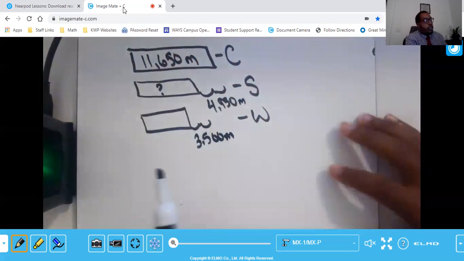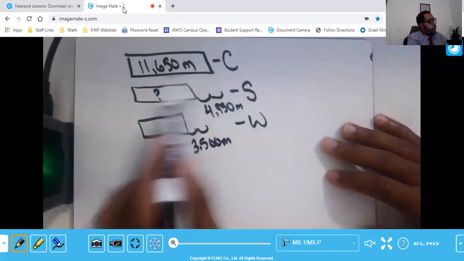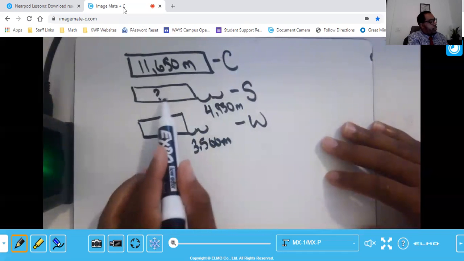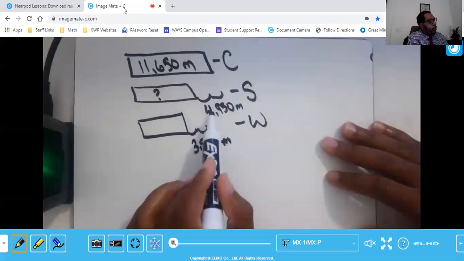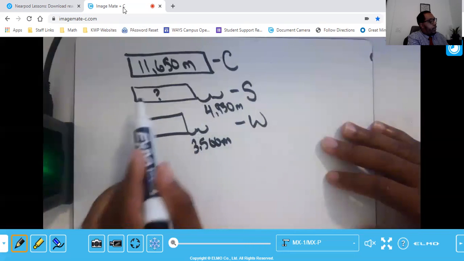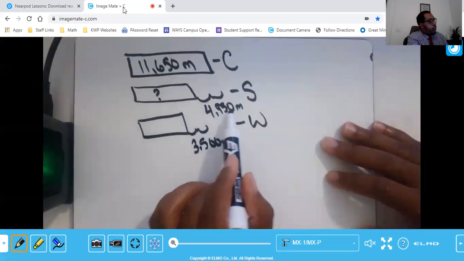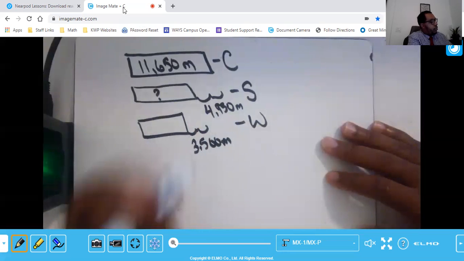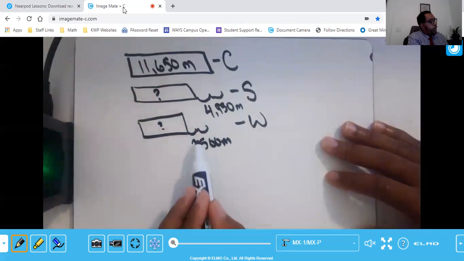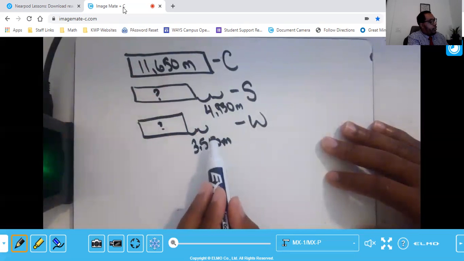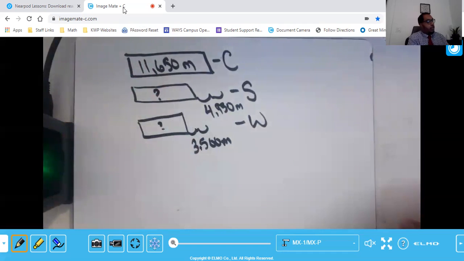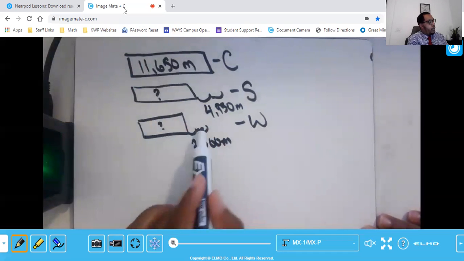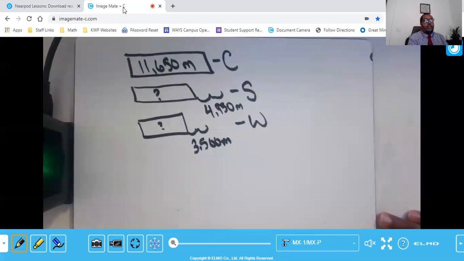So just looking at my picture or my model thus far, I know that for cotton, they used 11,650 meters. I know that for silk, they used some amount and 4,950 meters fewer. So when I add this amount and this 4,950 meters, it will add up to our cotton. And then I know for the wool, they used, again, some amount and 3,500 meters fewer than what they did for silk. So when I add these two together, that should give me the same amount as they used in silk.